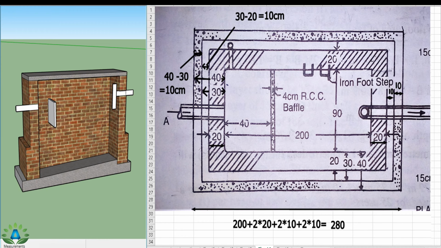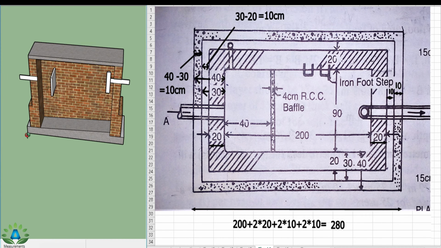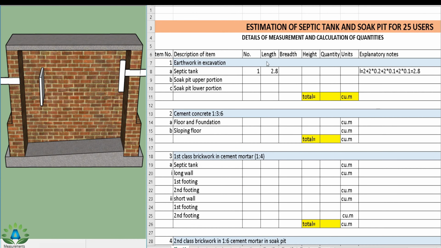And similarly now we have to find the length from this point to this point. So we have this total length 40 cm. And this wall is 30 cm. So this small portion is 40 minus 30 equals 10 cm. So we have this wall also 10 cm and this small portion is also 10 cm. So we get this total length 280 cm. That means we get this 280 from this outer point to this point. So our length of excavation is 280 cm, that is 2.8 meter.